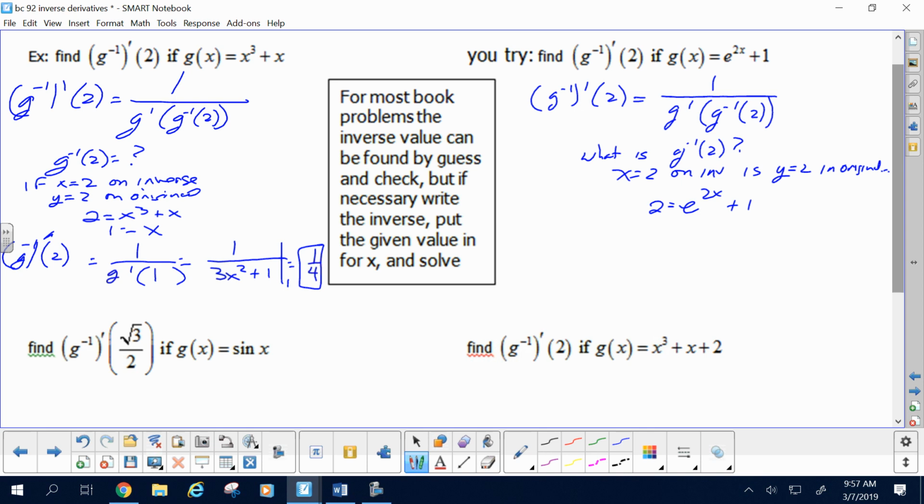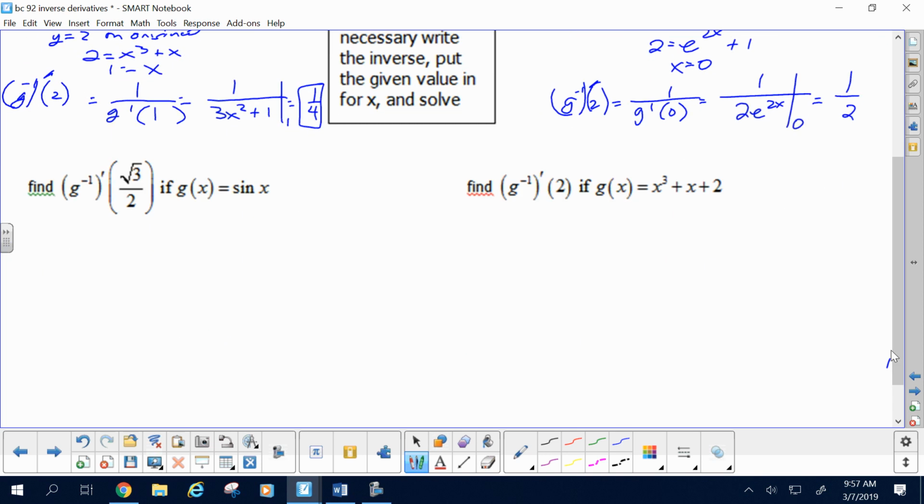You could do a bunch of pre-calculus or algebra to solve that, but you might be able to just look at what x makes that true. 0. And what's the derivative of e to the 2x plus 1? 2e to the 2x drops out. And so your final answer is 1 over 2e to the 0, or 1/2. Okay?